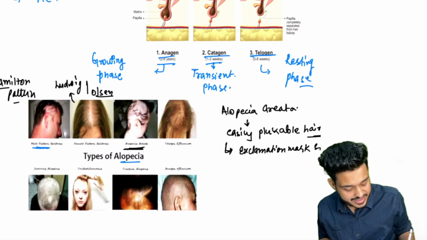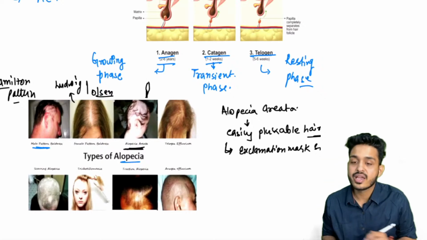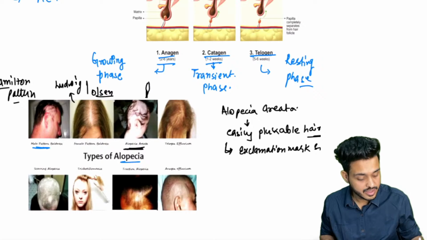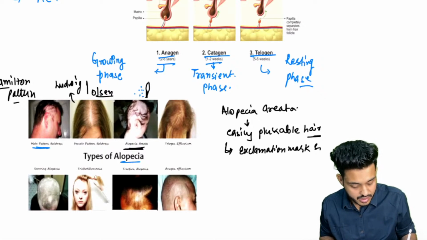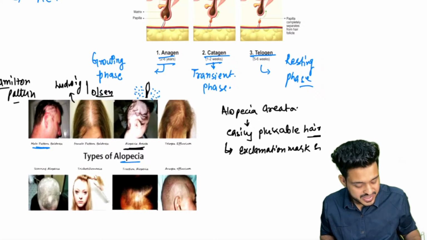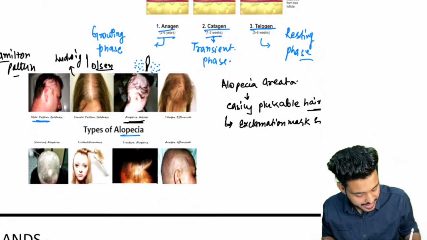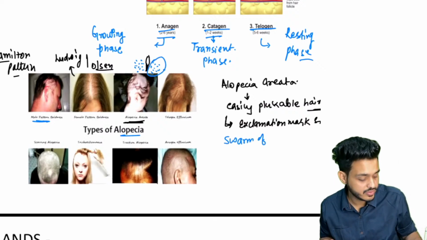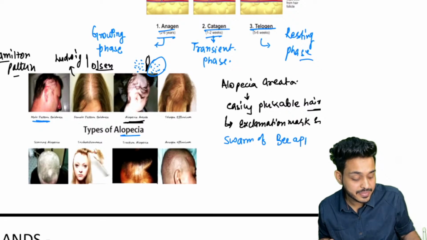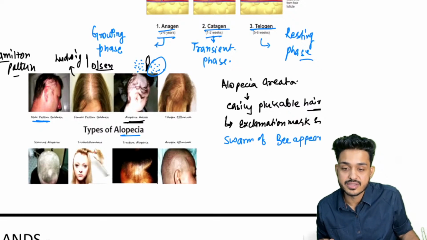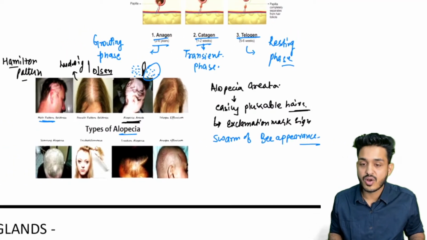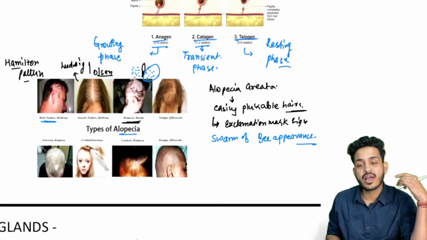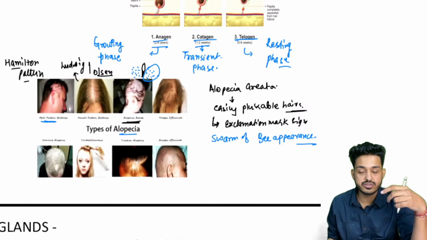You will find exclamation mark sign at the base. And when you try to look over there, around the follicle you will find WBC infiltrates, and this appearance is known as swarm of bee appearance. Two important things. Alopecia areata is an autoimmune disorder. You can also see turning of gray phenomena.